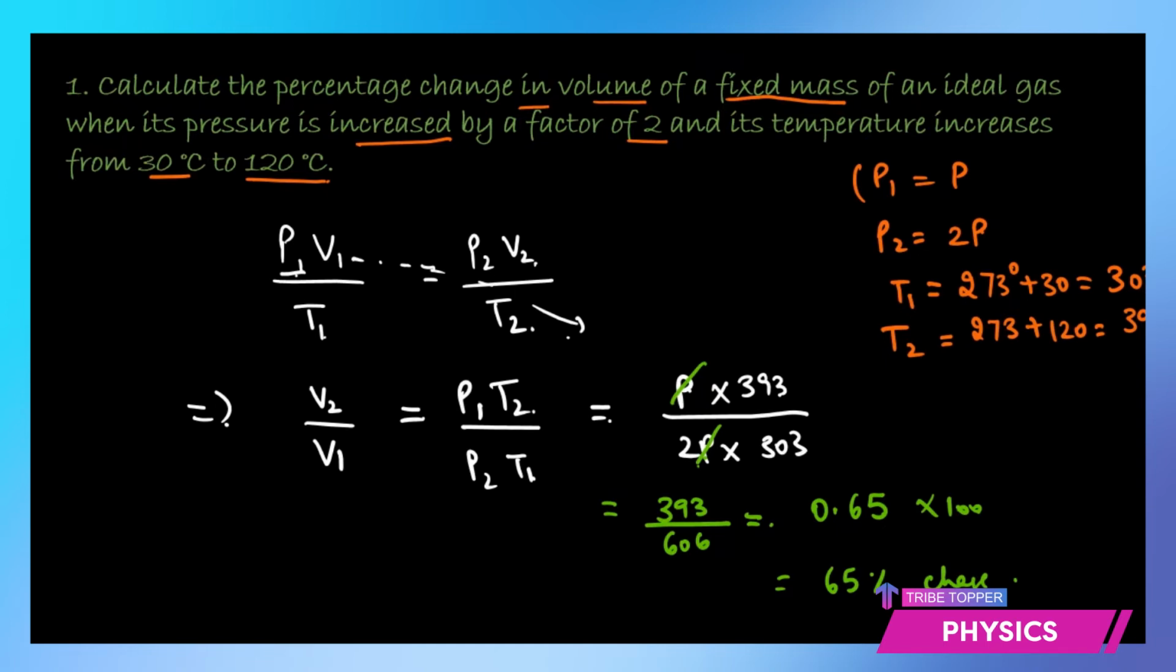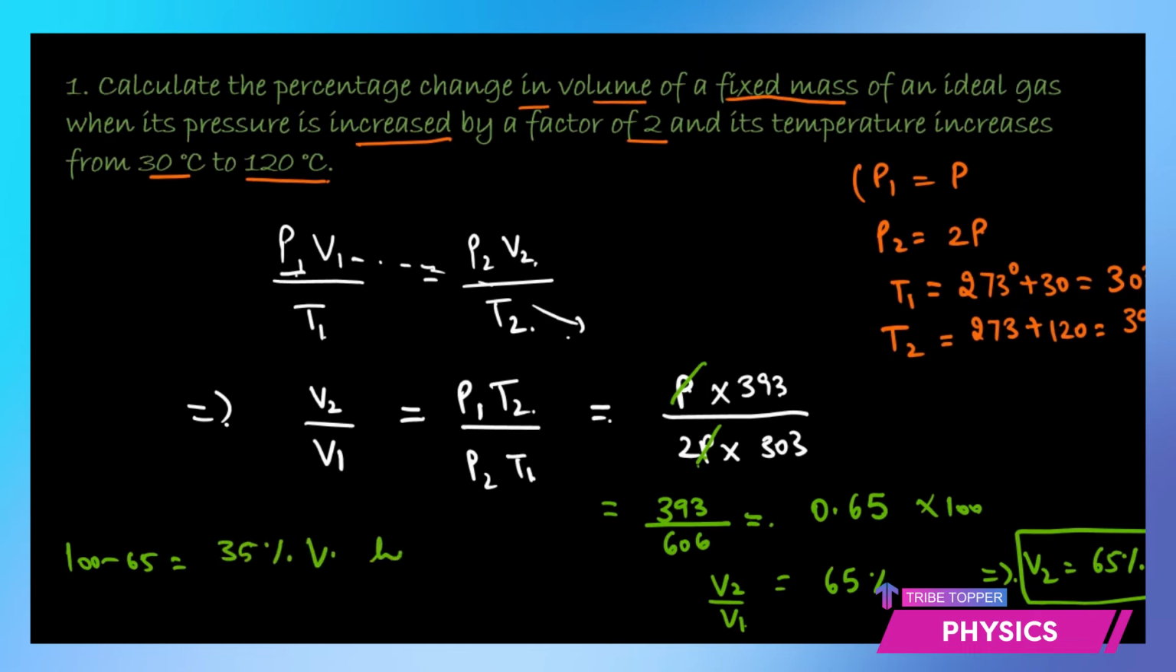Sorry, not the 65% change. The ratio V2 by V1 is 65%. That means the new volume V2 is 65% of V1. So there is a reduction in the volume. How much reduction? 100 minus 65, that gives you 35% of volume has been reduced. Because pressure has been increased, the volume has been reduced. So there is a 35% reduction in the volume.